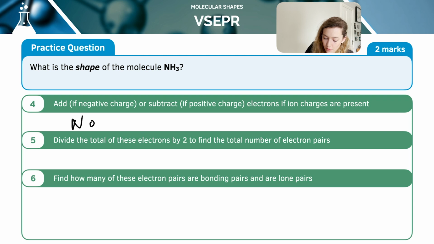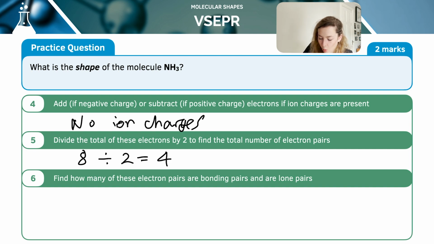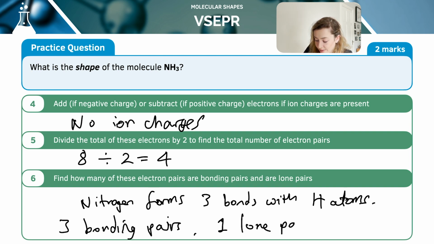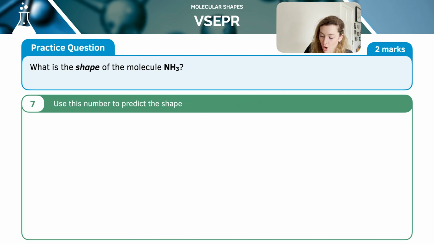We've got no ion charges involved here. Okay, so we can ignore that. And there's 4 pairs of electrons. So 8 divided by 2 is 4, meaning we've got 4 pairs of electrons, of course. So nitrogen forms 3 bonds with hydrogen atoms, 3 bonding pairs, and therefore 1 lone pair, because that's accounted for 3 of my electrons, and I've got 1 lone pair left.